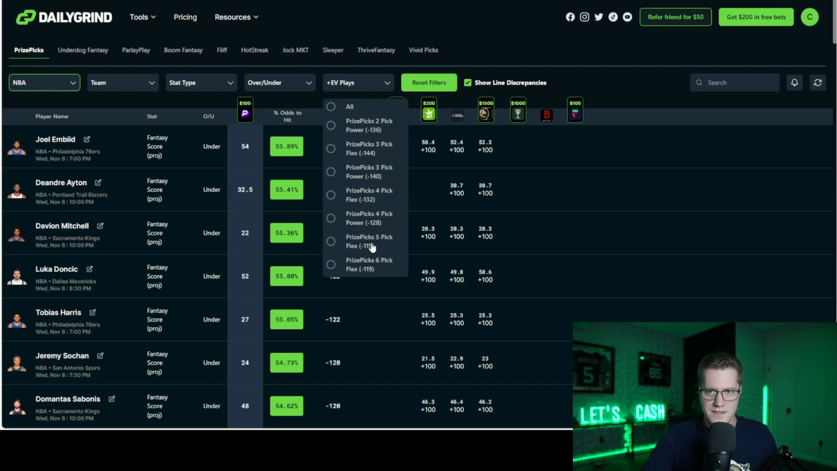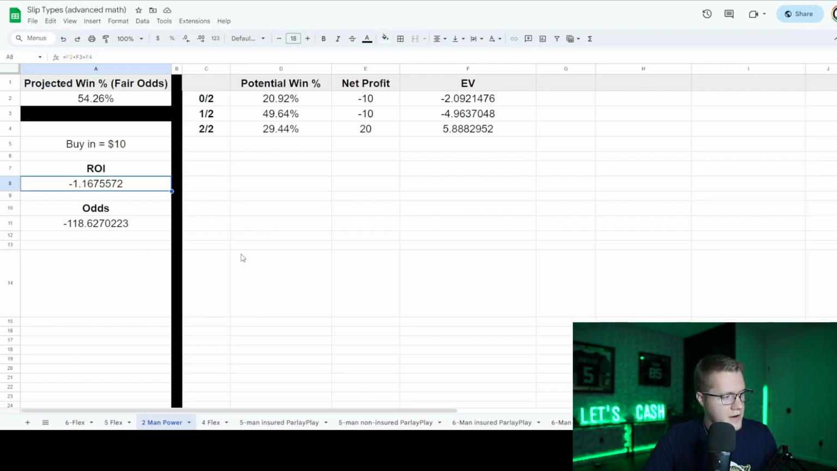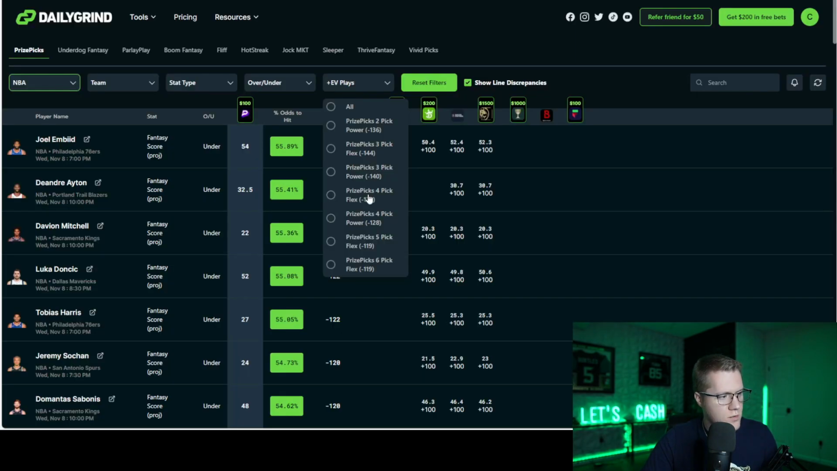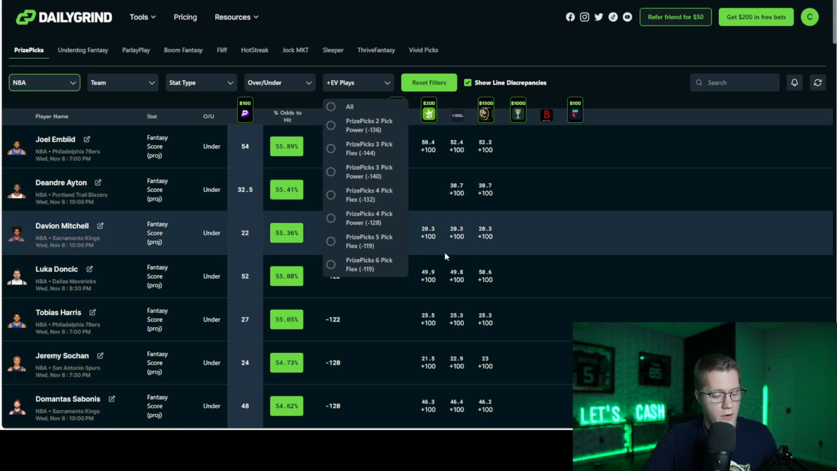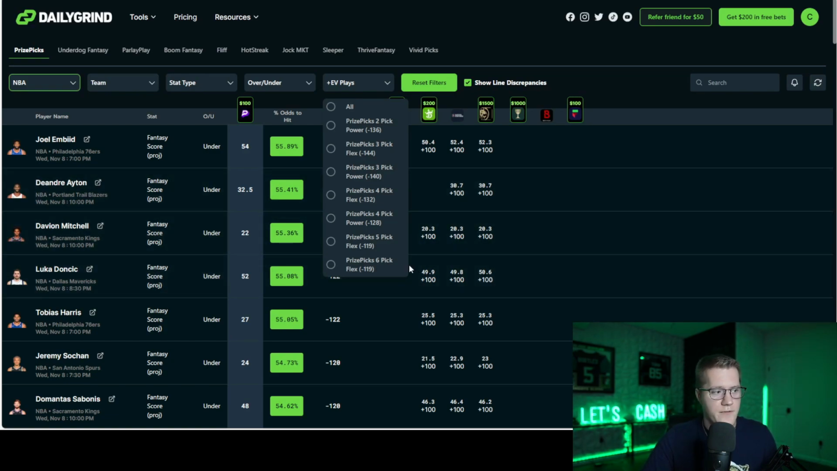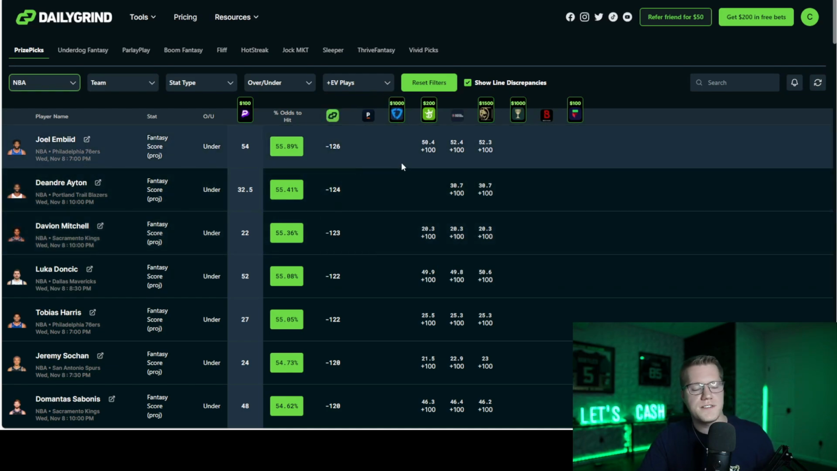So referring back to our PrizePicks optimizer, if we go to this filter here and select a 5 flex slip type, you're getting average implied odds, as we go back to our sheet here, of minus 118.6. We rounded up on the optimizer to minus 119 implied odds. We're looking for better hit rates or better odds than minus 119 fair odds, which equates to 54.26%.